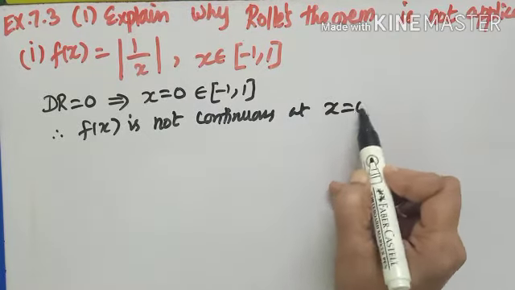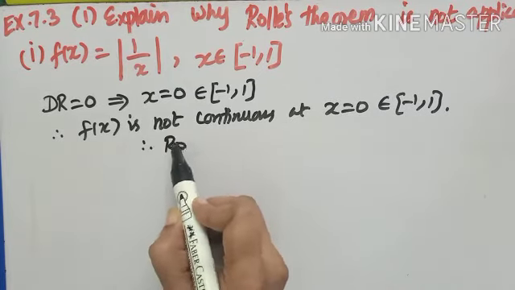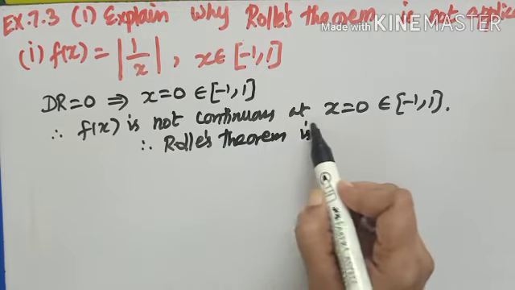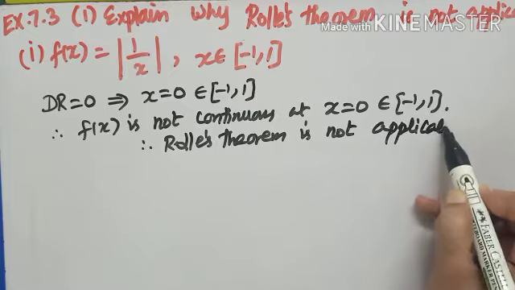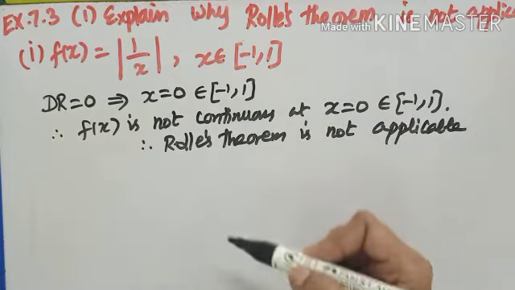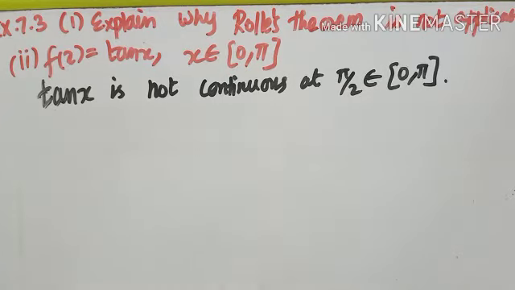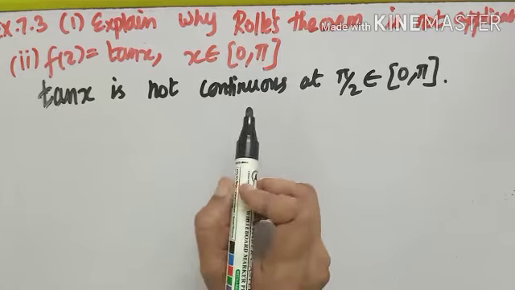And where is that 0? It is inside the interval. Therefore, Rolle's theorem is not applicable. So in every problem, check for continuity. If continuity itself fails, no need to proceed further. Second question, f of x equals tan x, x belongs to the interval [0, pi].